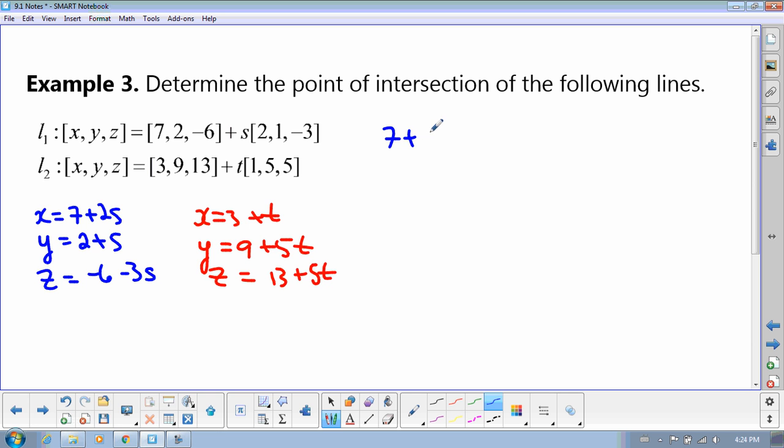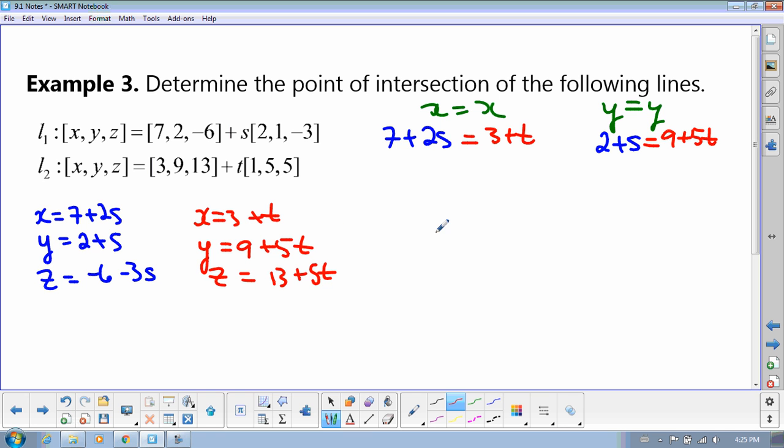So I'm going to have 7 plus 2s is equal to 3 plus t. I have that parametric equation because this is coming from x equals x, because it's a point of intersection. I'm also going to use y equals y. I'm only using two of them. I'm going to leave the z untouched because that's going to serve as my final check. So for the y, I have 2 plus s equals 9 plus 5t. Now I'm going to isolate.